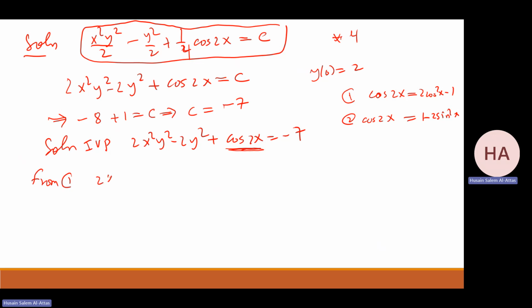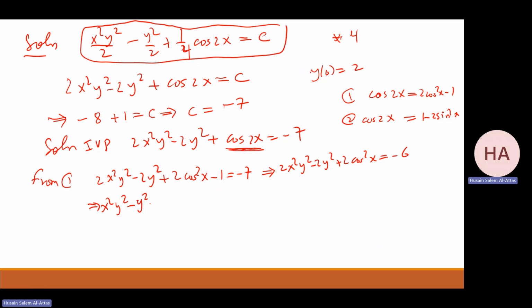From 1, what will happen? I have 2x squared y squared minus 2y squared. Instead of cosine 2x, I'll write 2 cosine square x minus 1. That should be equal to minus 7. So I'm getting 2x squared y squared minus 2y squared plus 2 cosine square x equals minus 6. I can divide by 2. That gives me x squared y squared minus y squared plus cosine square x, that will be equal to minus 3.